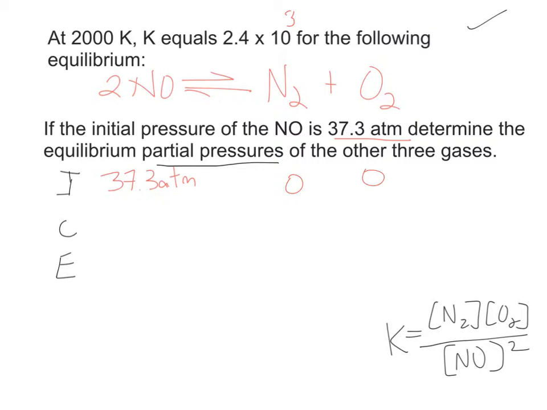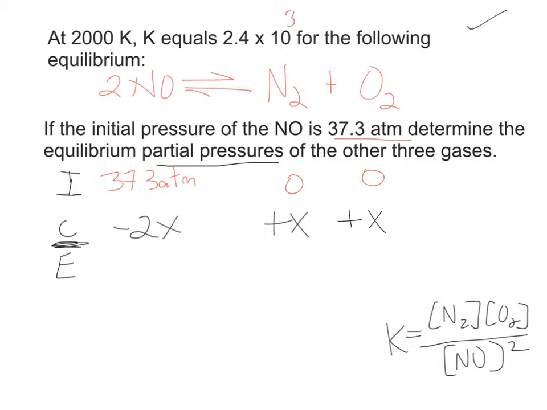Now I'm going to look at my change. What's changing in this reaction? Well, every time the reaction takes place, I'm losing 2 moles of the nitrogen monoxide, which are decomposing. So I'm going to put a minus 2x in my change here. And every time this reaction takes place, if you think of it that way, for every 2 moles of this that decompose, we make 1 mole of this. So I'm going to put plus 1x here, and for every 2 moles of this that decompose, I make 1 mole of this, so I'm going to put plus 1x here.